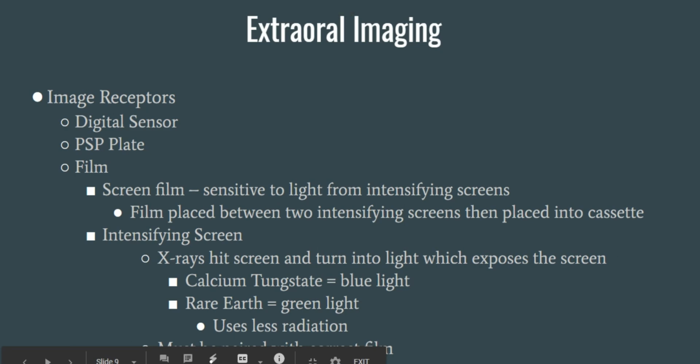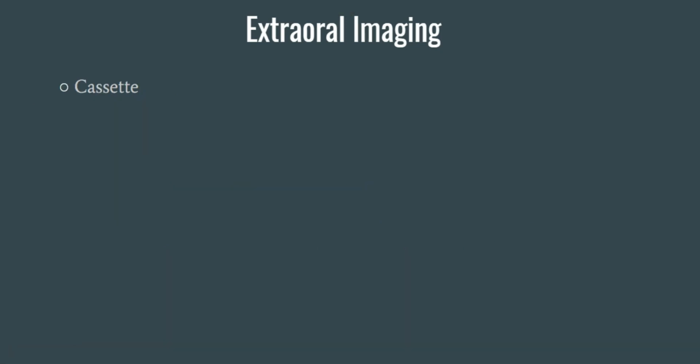So the next part would be your cassette. And a cassette is something that just holds the extraoral film and the intensifying screen. So this is back to my analogy about the envelopes. The cassette is the outer envelope. So you have the film that slides inside the first envelope, which is the intensifying screen, and then the intensifying screen envelope slides inside the cassette.